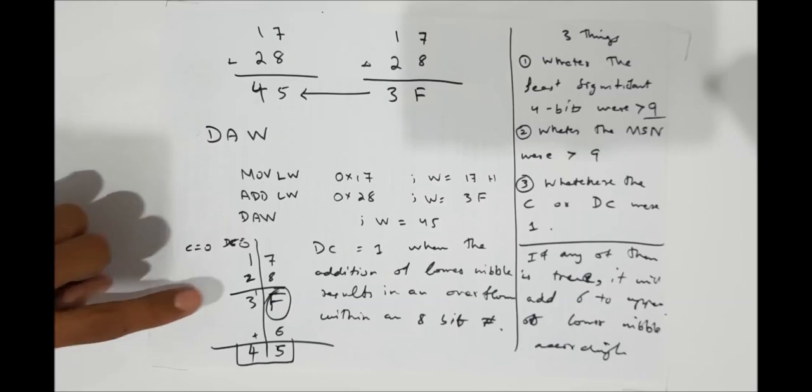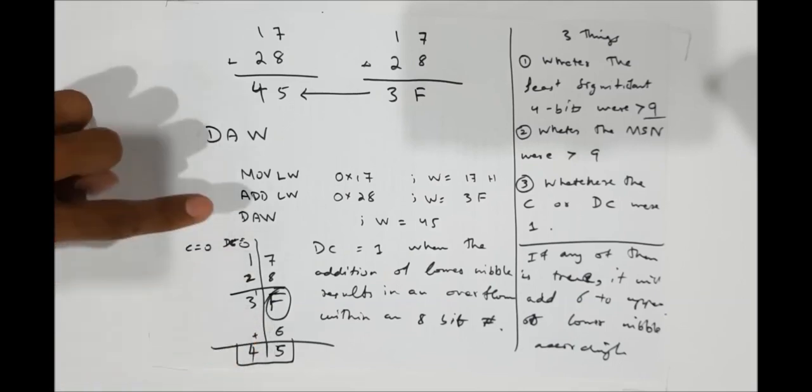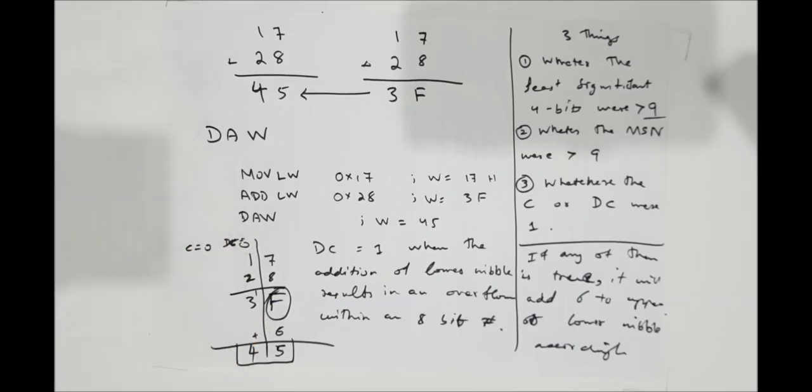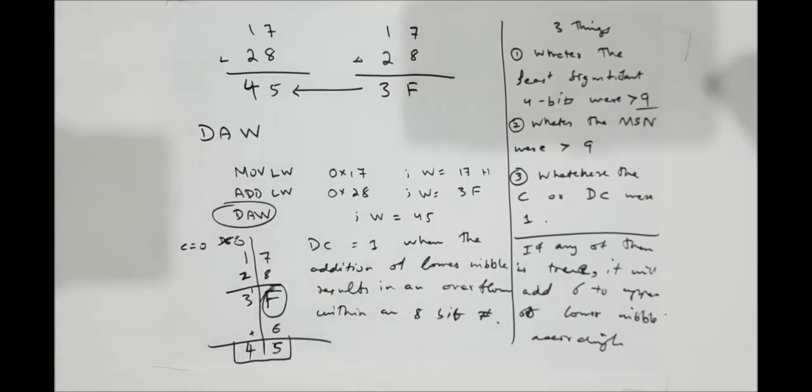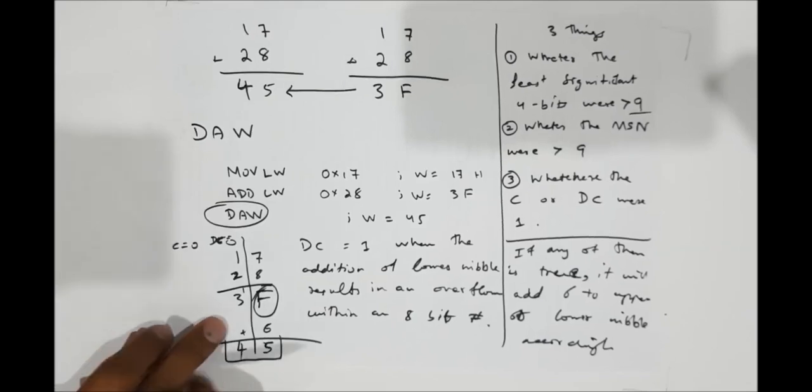And you don't have to do this step. You don't have to add this 6. You don't have to check for DC or C. You just have to write this command and this command will automatically convert an overflowed hexadecimal number into a true BCD number ranging from 0 to 9. Let's do another example to make it further clear.